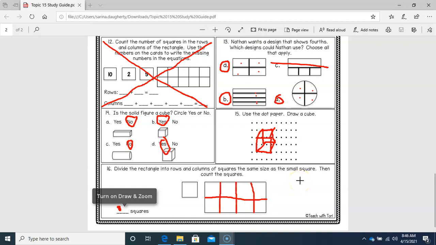Like I said, just do your best. You're not going to cut out the square because, I mean, you probably printed both sides and then you'll have a hole in the middle of your paper. So just do it the best you can.